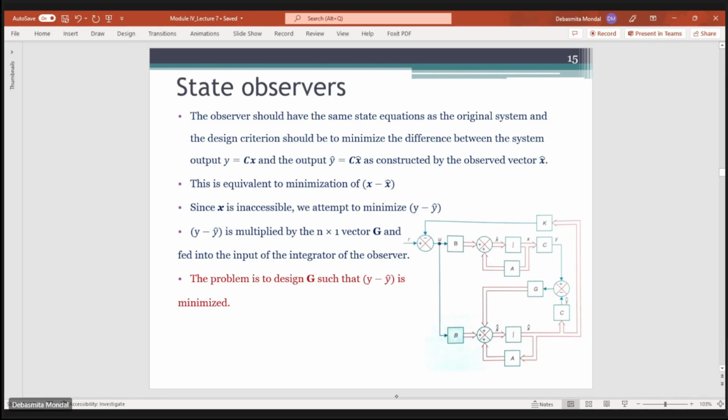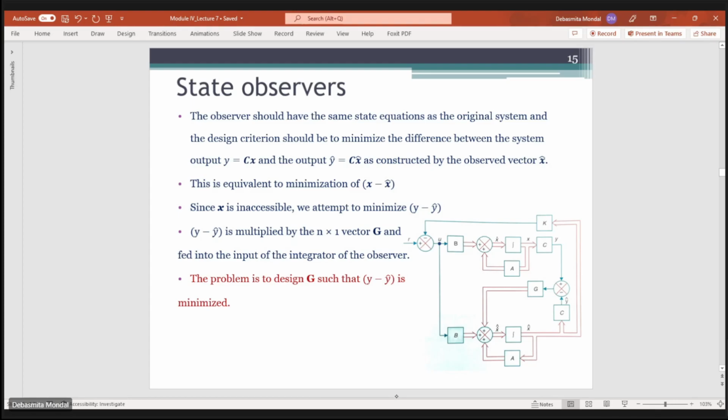Minimizing the difference between these two outputs is equivalent to minimization of the vector x minus x hat. Since x is not accessible to us and we don't know its value, we will attempt to minimize y minus y hat.